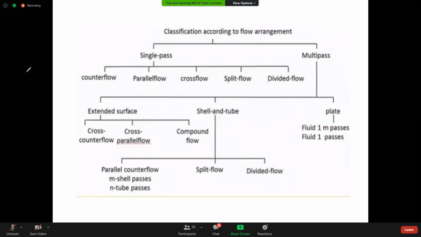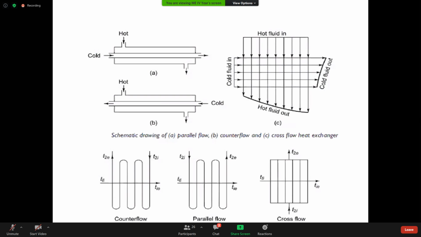Anyway, while giving the classification, a tree has to be given. When asked to classify heat exchangers, the examiner wants to know about your classification skills. Now, a very important thing: this is called the parallel flow heat exchanger, and this is called the counter flow heat exchanger.